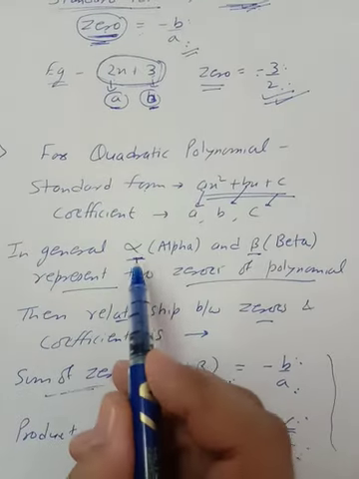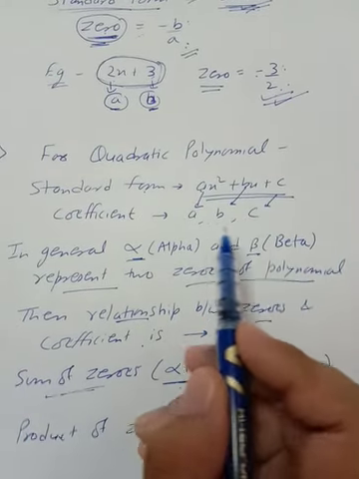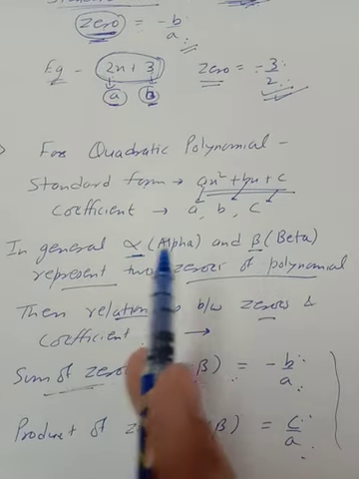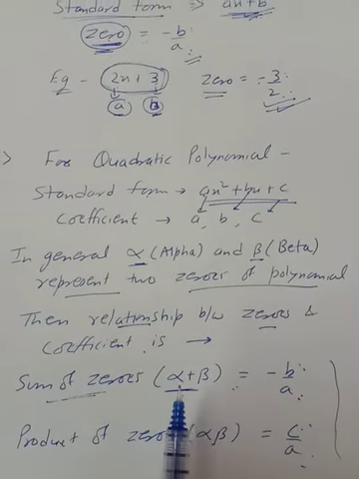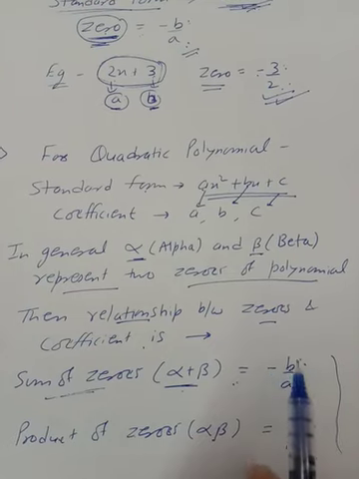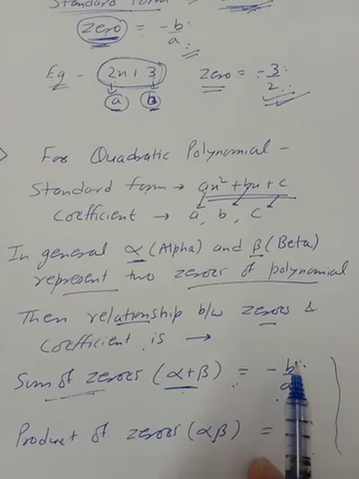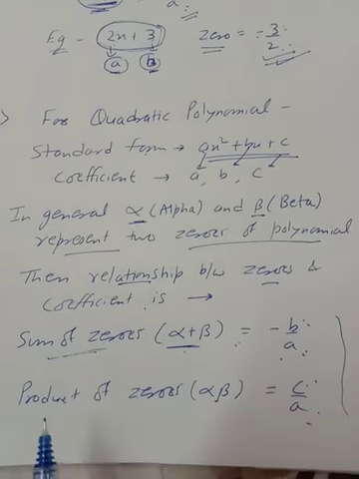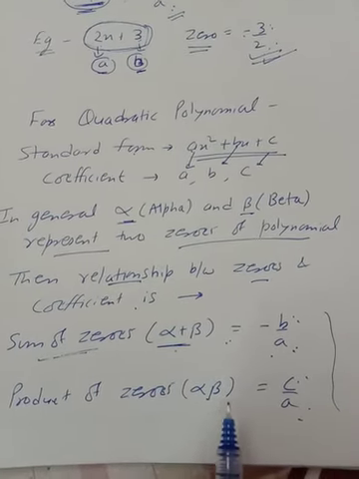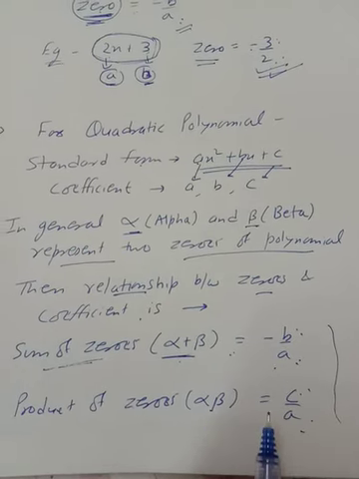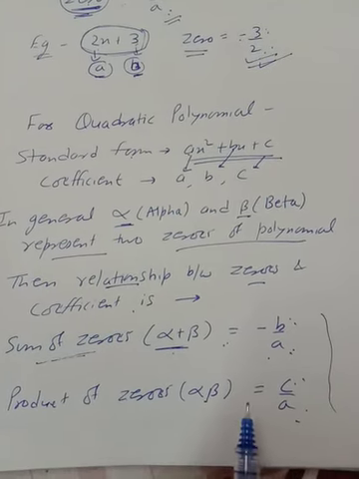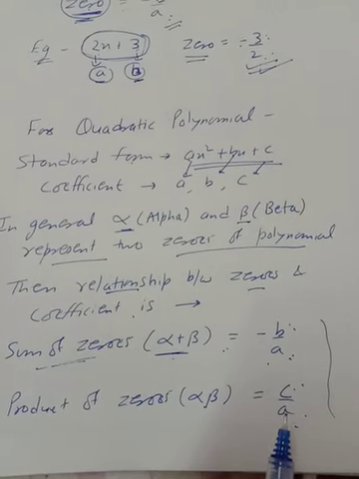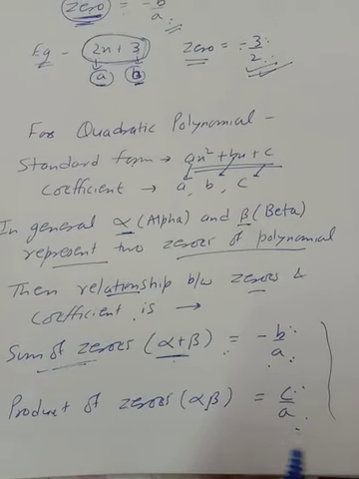So the relationship between alpha, beta and the coefficients is that the sum of zeros, means if we add 2 zeros, alpha plus beta, this value comes equal to minus b upon a. It means coefficient of x upon coefficient of x square. Next is the product of zeros. It means alpha into beta. In this case, if we multiply, we get the value equal to c upon a. Means constant term divided by the coefficient of x square.